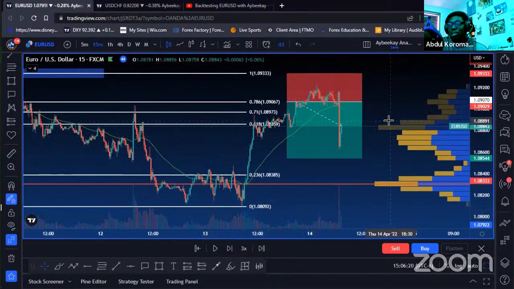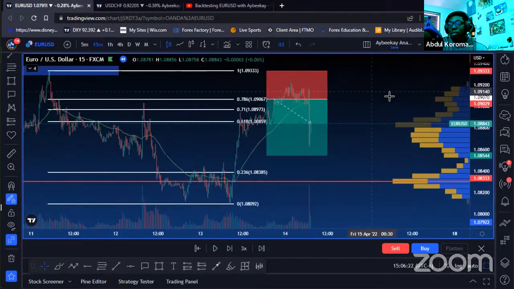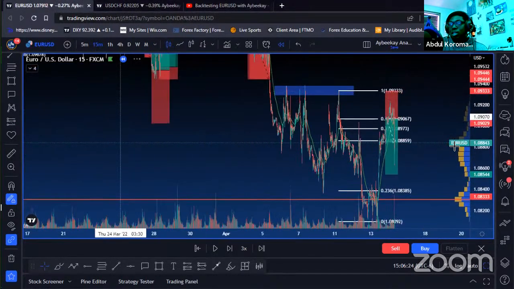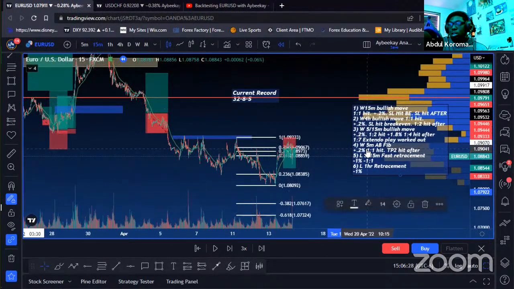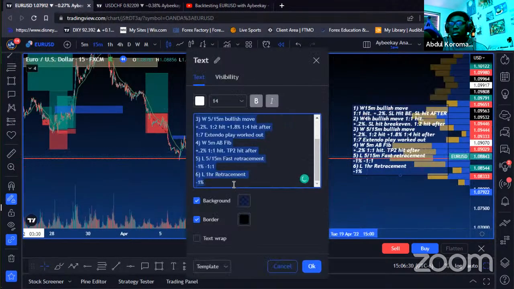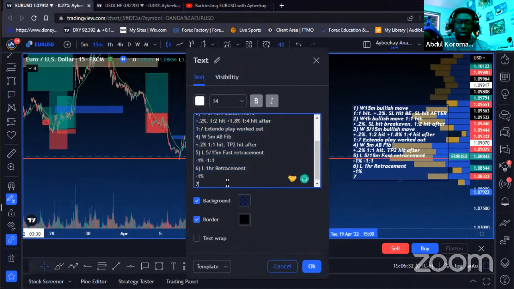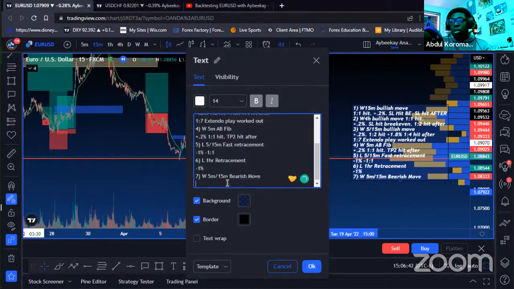So 1-to-1 hits. My stop loss is at break even. I just fixed, or not fixed, but now I'm out of the losing streak. So seventh trade is a W. I would say that that's a 5-minute to 15-minute bearish play. 1-to-1 hit, so that means I'm positive 2% on that trade.